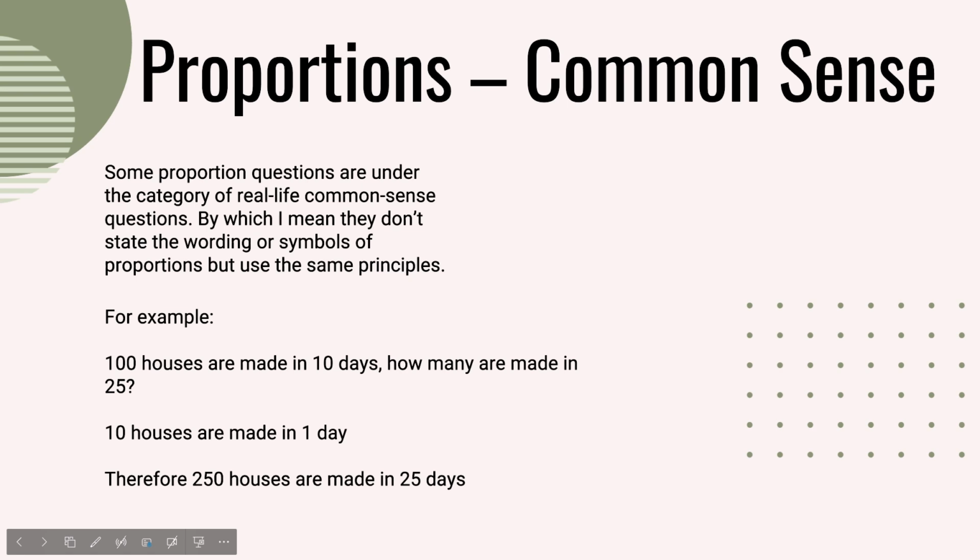To begin with, some proportion questions are under the category of real-life common sense questions, by which I mean they don't state the words or symbols of the proportions, but they use the same principles. For example, 100 houses are made in 10 days. How many are made in 25 days? 10 houses are made in 1 day, therefore 250 houses are made in 25 days.